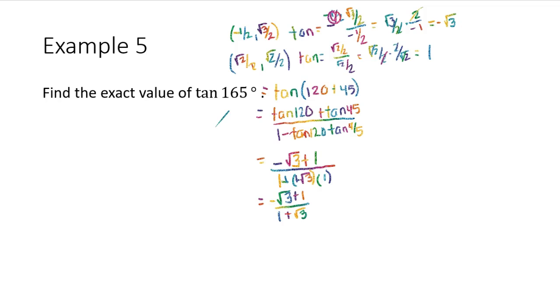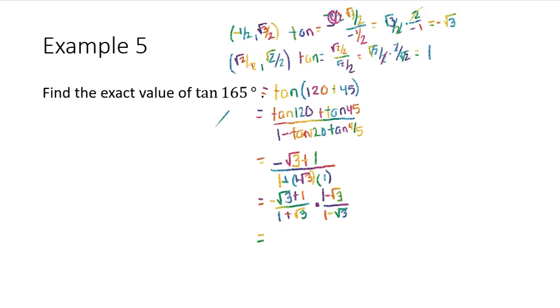This is a binomial here. It has two parts to it. And so in order to get rid of that radical down there, I'm going to have to multiply by another binomial. And I'm actually going to multiply by its conjugate. So if this is 1 plus the square root of 3, the conjugate is going to be 1 minus the square root of 3. And since this fraction has to be equivalent to 1, we're going to multiply the numerator by 1 minus the square root of 3 as well.